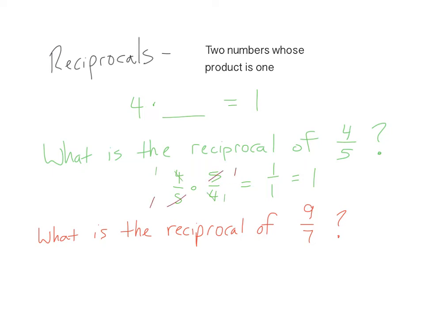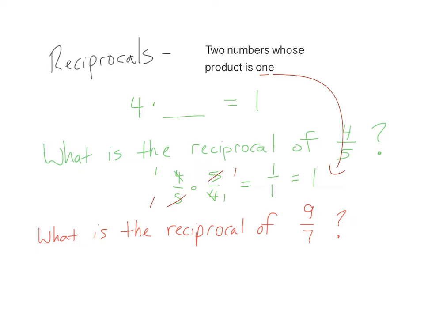So what's 1 times 1? 1. What's 1 times 1? 1. What's 1 over 1? It's 1. Two numbers whose product is what? 1, right? So that's what we're looking at right there. So what was the reciprocal of 4/5? 5/4. And you might also notice that, hey, guess what? That's the same fraction. You just flipped the numerator and denominator. And that's exactly the point.